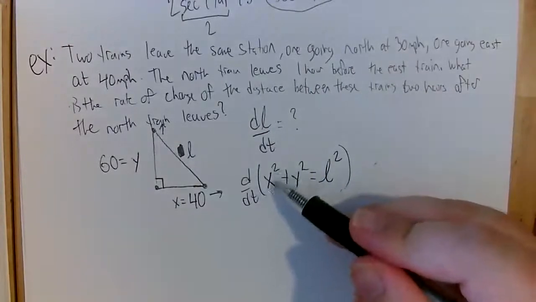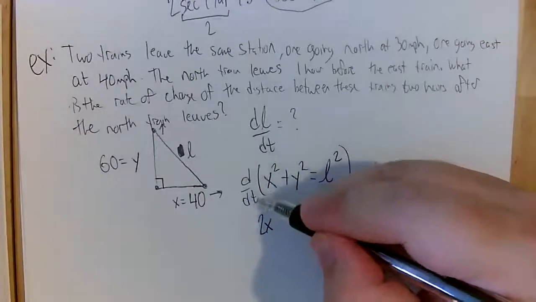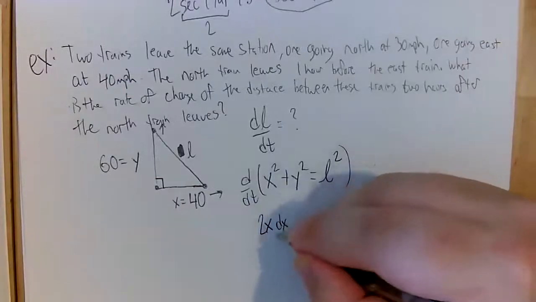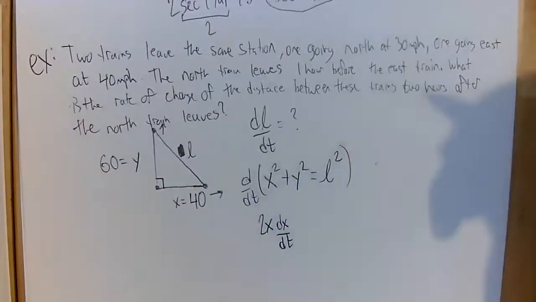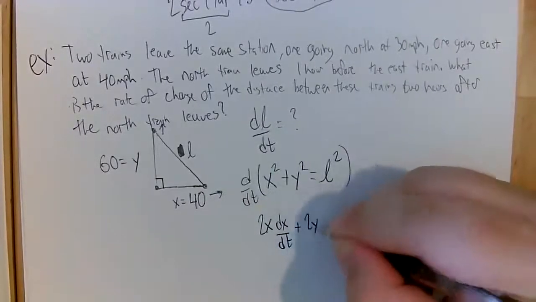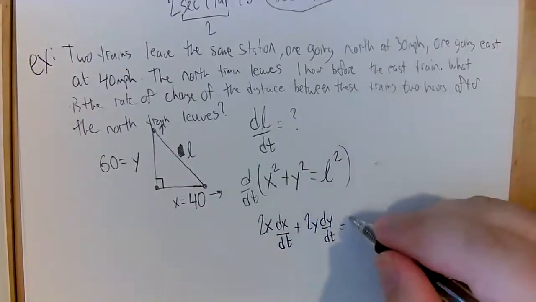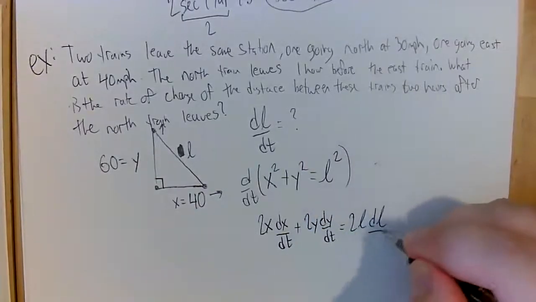All right, I do the derivative of x squared, which is 2x. But then since my derivative is with respect to another variable, x may well depend on that variable. And it does. It's going to be dx/dt, how fast x is changing. We have the same scenario for y. And then we have the same scenario for L.